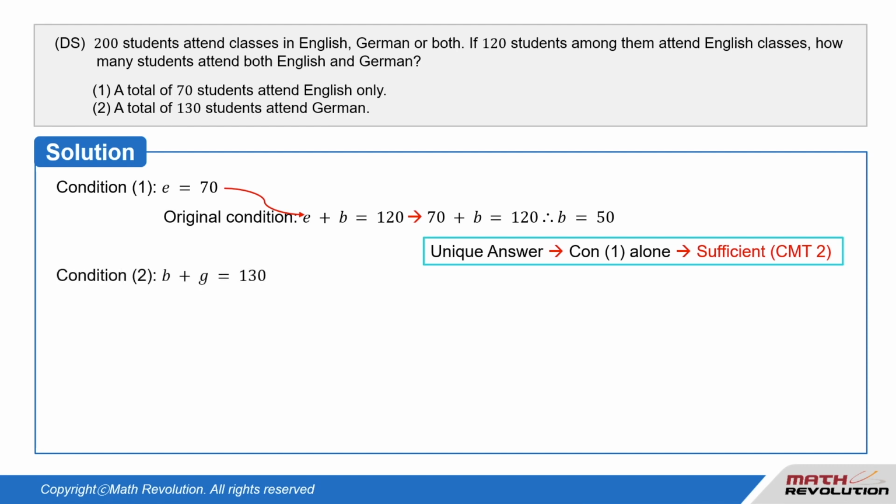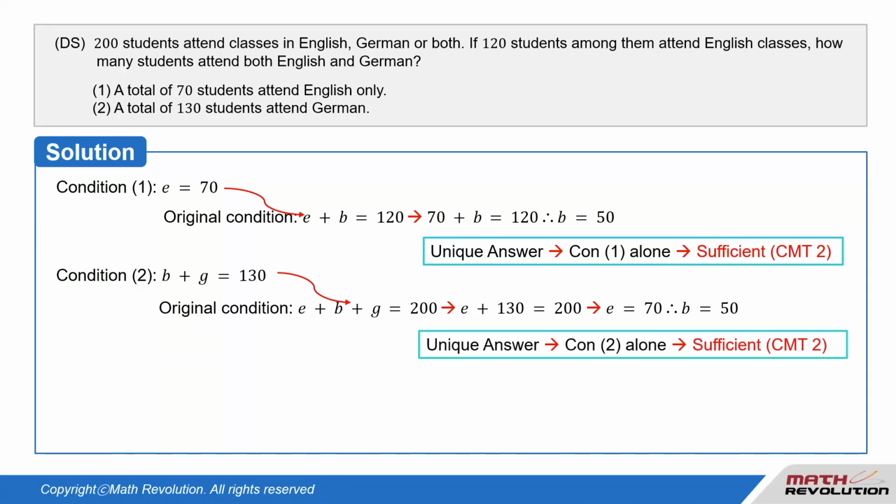Condition 2 tells us that B plus G equals 130. Therefore, substitute 130 for B plus G in E plus B plus G equals 200 to get E plus 130 equals 200, that is, E equals 70. This again will give us B as 50. The answer is unique, so the condition is sufficient by the common mistake type 2, which means that the number of answers must be 1.